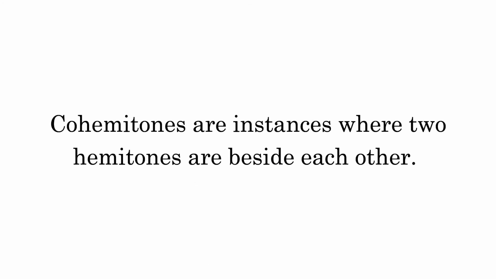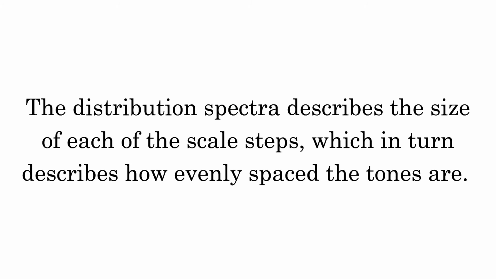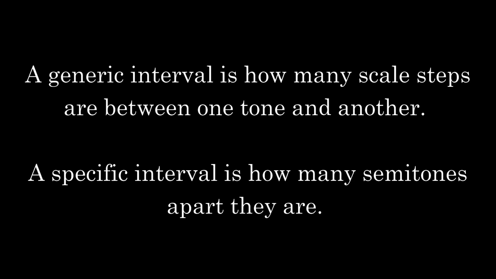Cohemitones are instances where two hemitones are beside each other. This scale has 6 cohemitones. They are at positions here, here, here, here, here, and here. The distribution spectra describes the size of each of the scale steps, which in turn describes how evenly spaced the tones are. A generic interval is how many scale steps are between one tone and another.